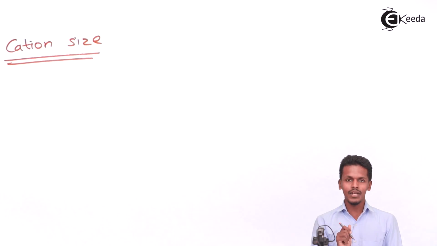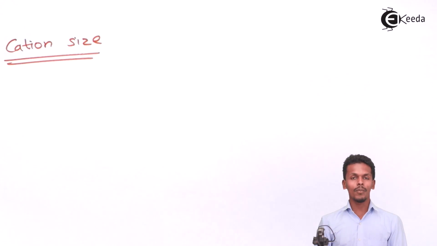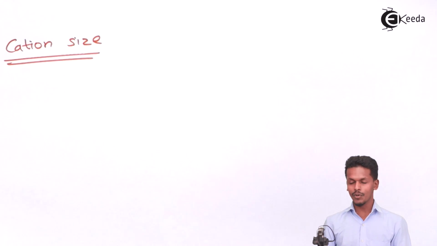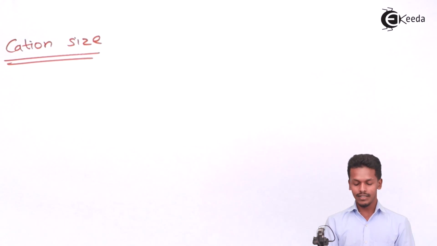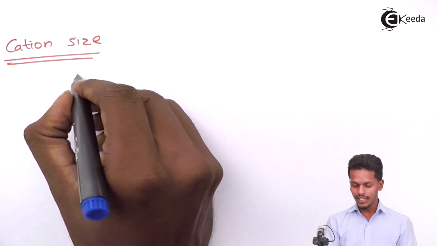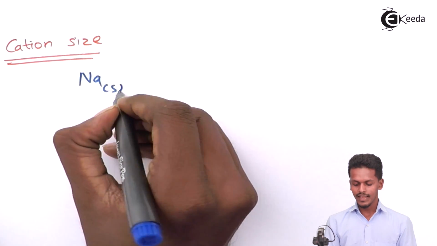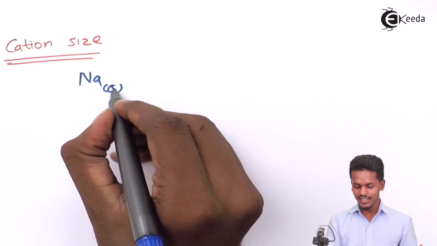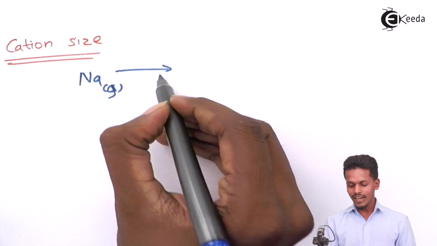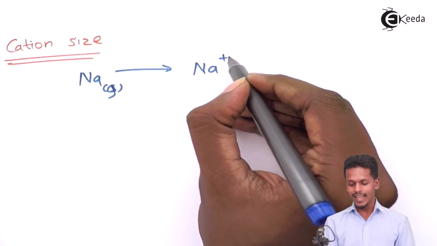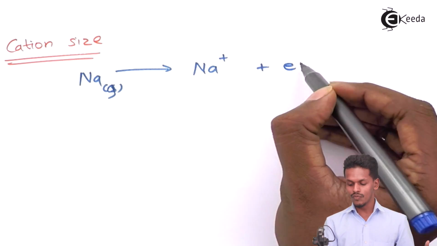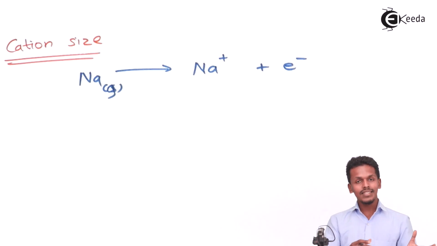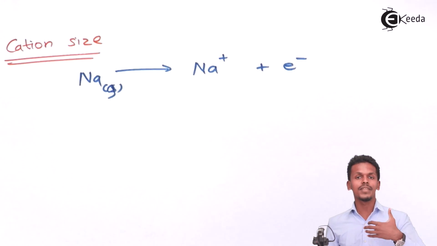So how is a cation being formed? A cation is formed by removing its outermost electrons. For example, I will take the example of sodium like earlier. If I have sodium in the gaseous state and I remove an electron, it turns into Na+, as the electron is removed from the outermost shell.